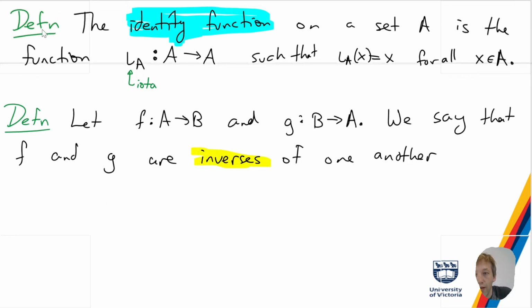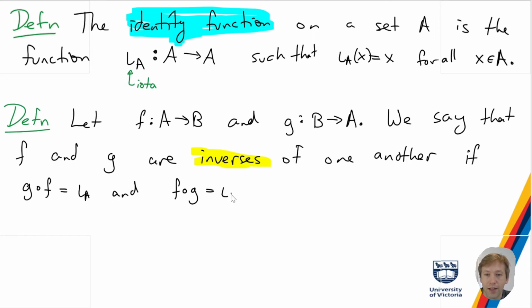If, when I compose them, you get the identities. So if the composition of f and g of x is equal to the identity of x, I should just write that the composition of f and g is the identity on A, and the composition of g with f is the identity on B.